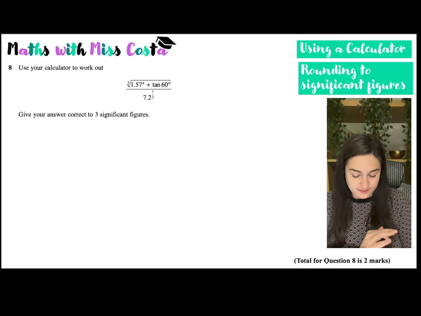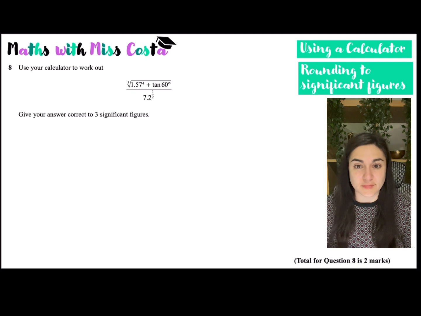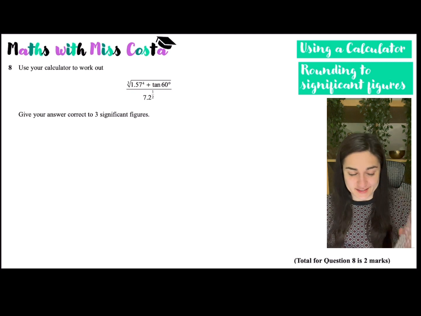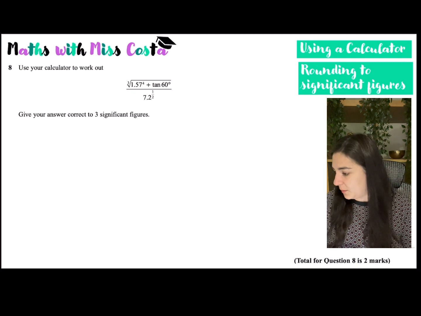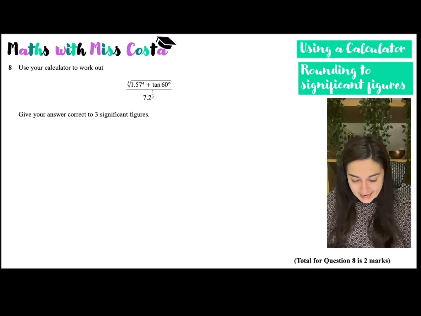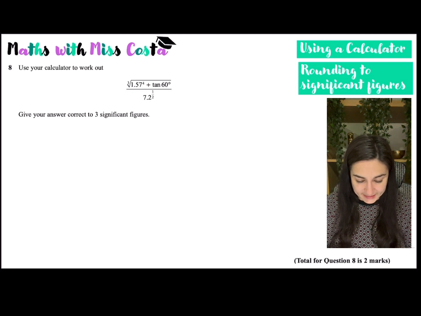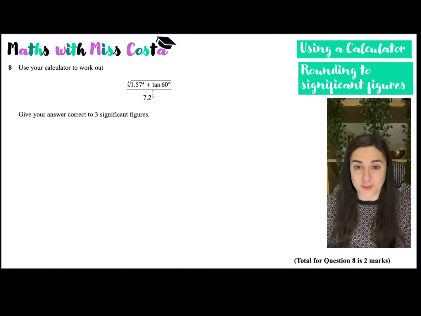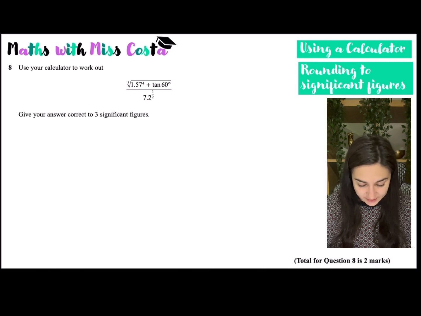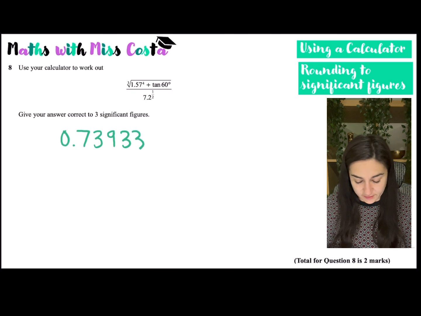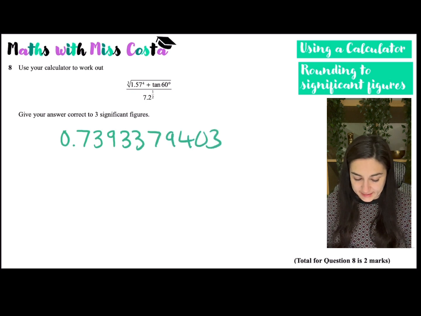Then you divide that by 7.2 to the power of a half. Now hopefully you know that a half is 0.5. It just makes it a little bit easier to type it into your calculator. You press equals, and then you get this really long display. So when you are asked for a use your calculator question, you want to actually write everything that is in your calculator. So 0.393379403. And then it says give your answer correct to 3 significant figures.